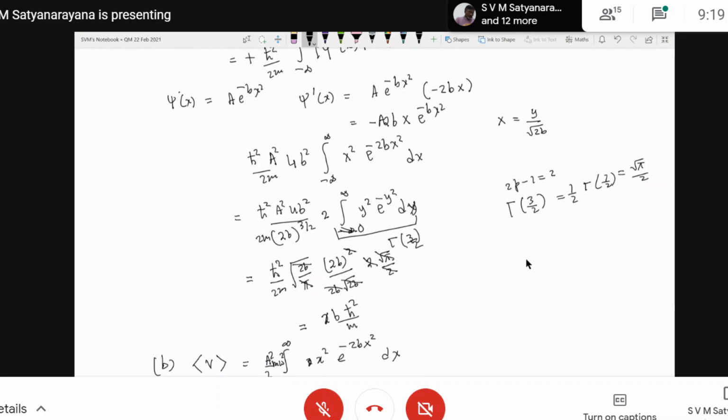The energy is minus m alpha squared by 2 h bar squared. I think it is just h bar squared, not to the power 4. Okay, so this is the bound state of this one, I mean the ground state. This is the exact ground state.